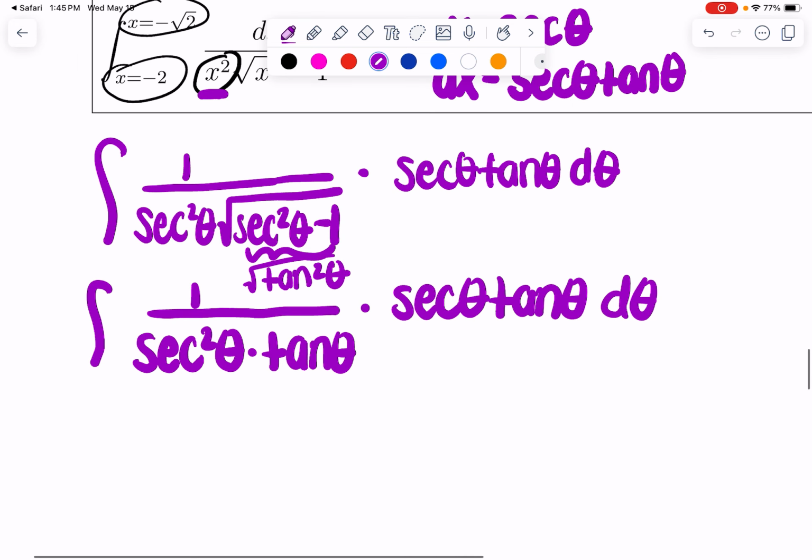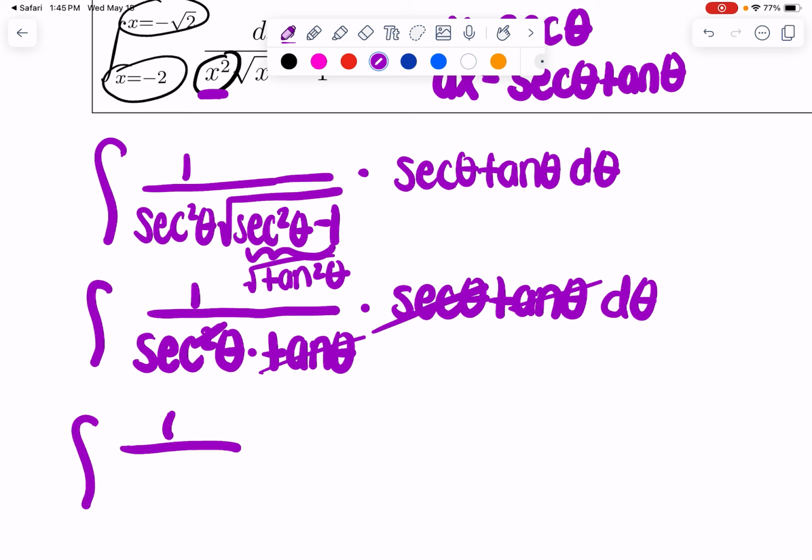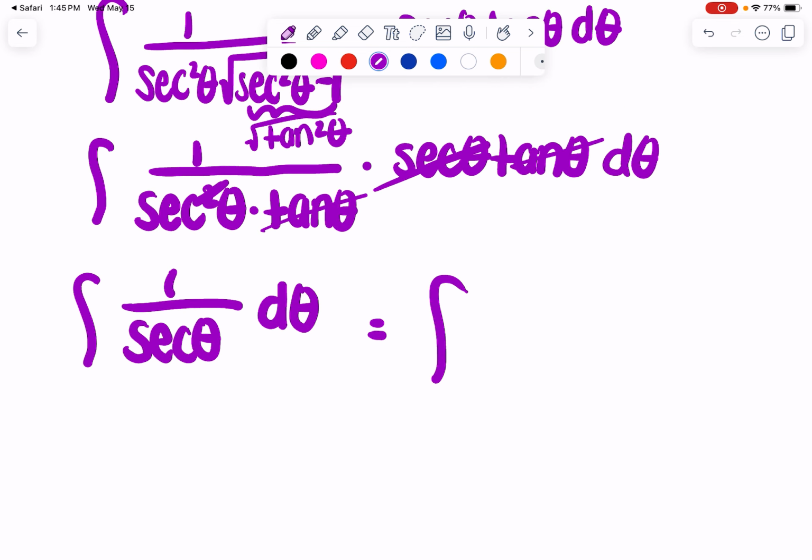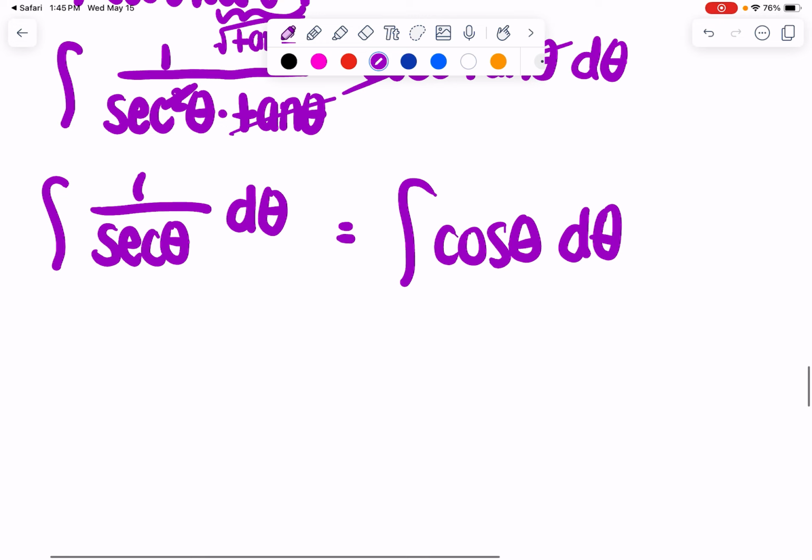And then I would see what things cancel. So first off, the tangents cancel. One of the secants cancels with that. And so you're left over with 1 over secant of theta, d theta. Secant is the reciprocal of cosine, so this is really just cosine of theta, d theta. And then the antiderivative of cosine would be sine of theta.